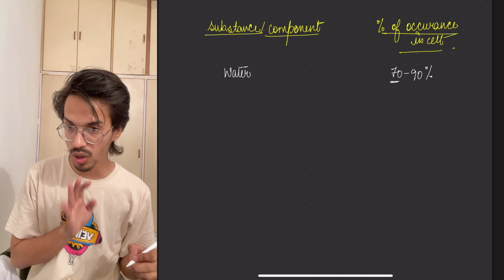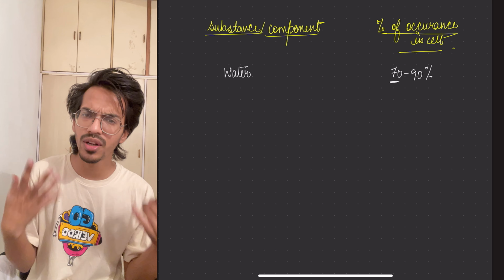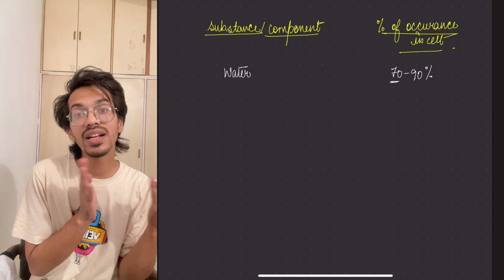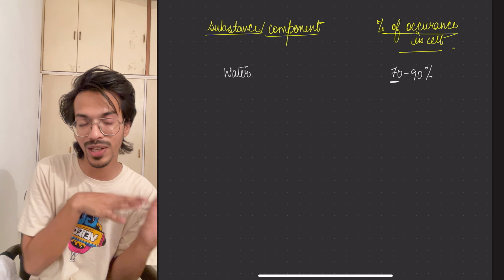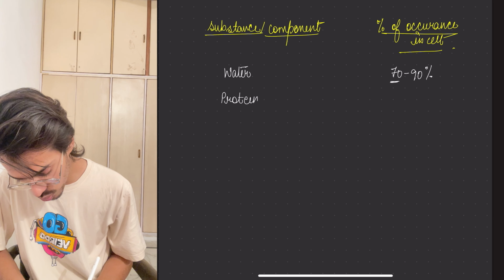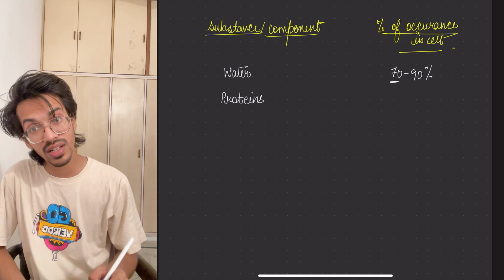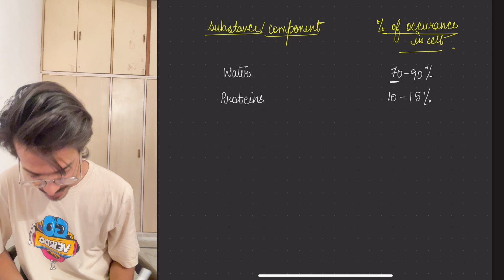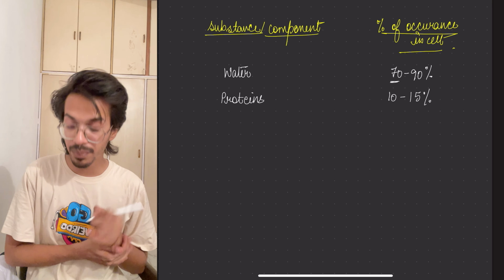Then after water, if someone is asking, start with it. Everyone wants water, and after drinking water, they will pass urine. P for proteins. So the second most important is proteins. Teens, they are saying 10, so it will be 10 to 15% that will be present. So the second most component is proteins.